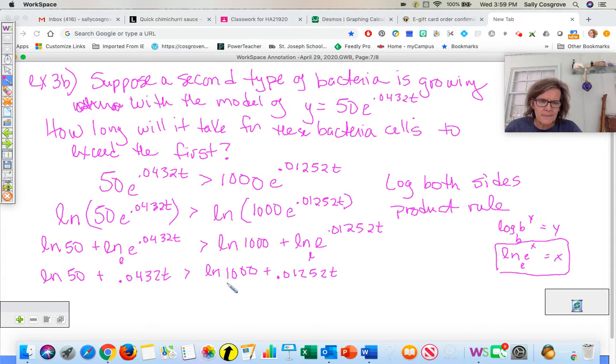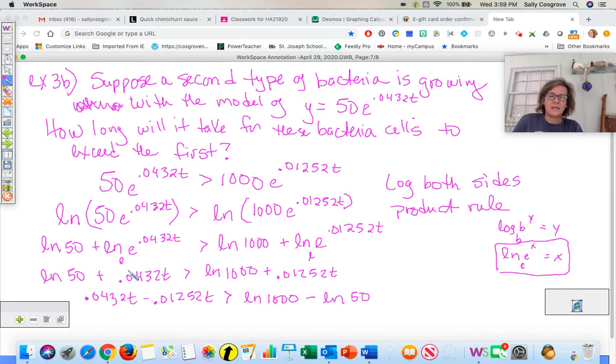So let's see. I can subtract this guy over here. So I'm going to say 0.0432t minus 0.01252t. So I'm subtracting this guy from both sides. And all that is greater than the natural log of 1,000 minus the natural log of 50. Okay? Right. So let's subtract these.